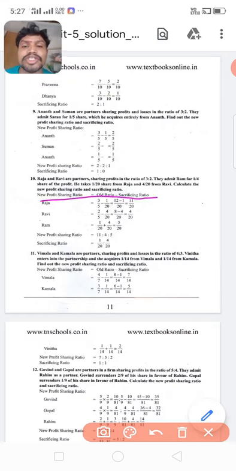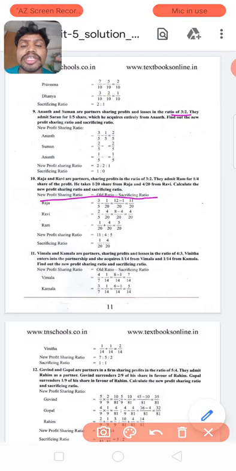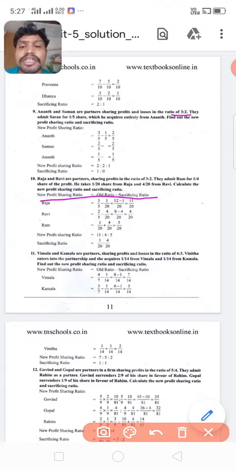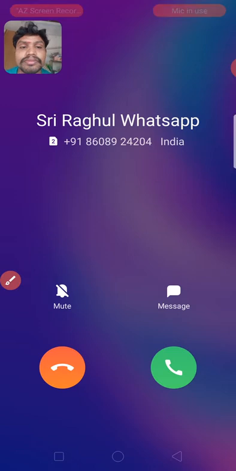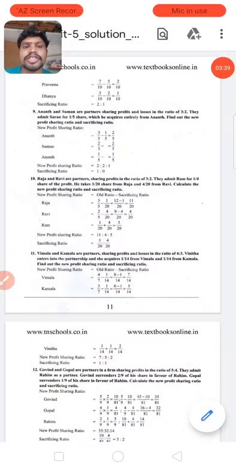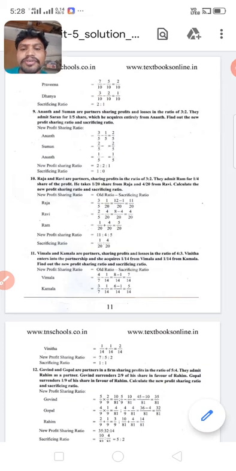Old minus sacrificing ratio. So what is the old ratio? 3 by 5, 2 by 5, right? What is the sacrificing ratio? 1 by 5 share for Anand. Anand is sacrificing 1 by 5, but Suman is not sacrificing to Saran, right? You can see the problem, my dear students, ninth problem. Sorry, my dear students, due to a call it was cut. Right, now we go to the sum directly.